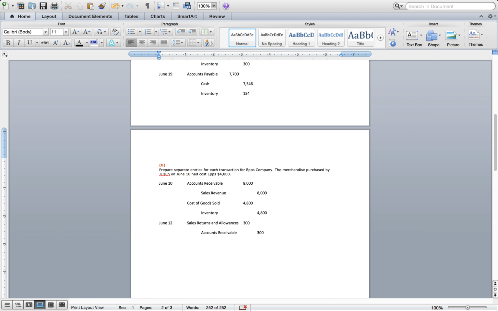All right. Now remember, these goods went right back in the warehouse. So to put them back in the warehouse, you want to debit inventory for the $70. And then you want to credit cost of goods sold for $70. You want to decrease that cost of goods sold because, well, it's not sold anymore.